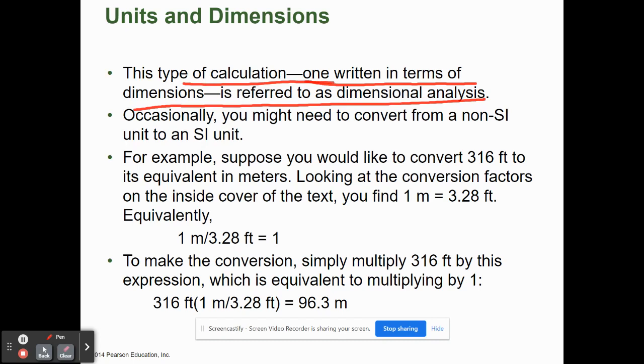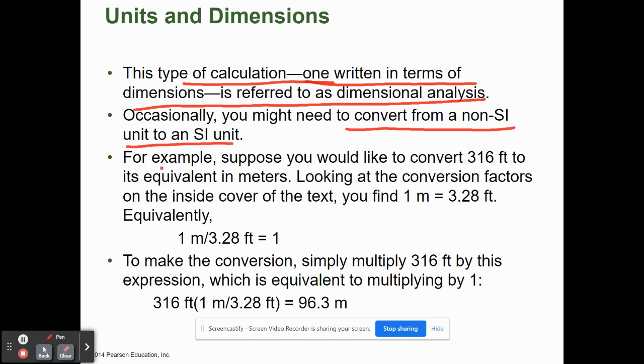Okay? A lot of times we have to convert from a non-SI unit to an SI unit. Well, what in the world is an SI unit? SI unit just means the metric system. It's the system we use in science. We don't use feet and inches and pounds in science. We use the metric system. So sometimes you're going to have to convert between those two. That takes dimensional analysis.